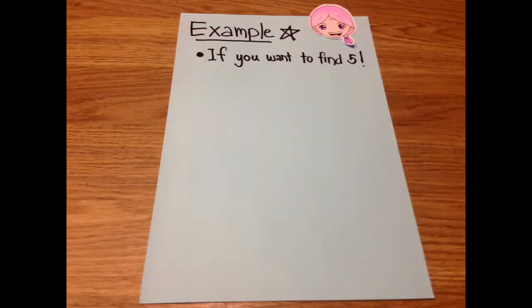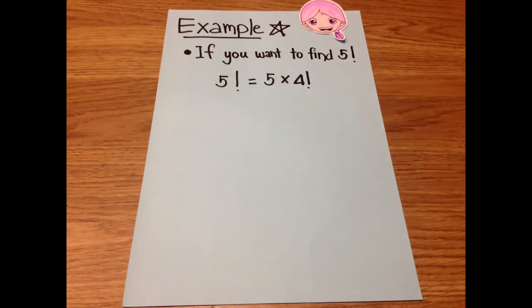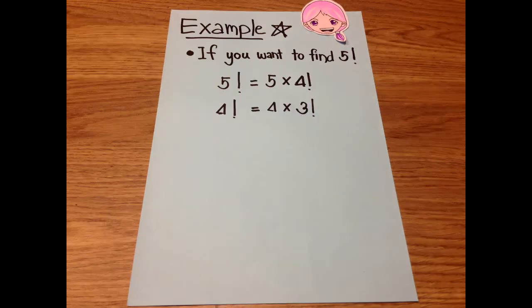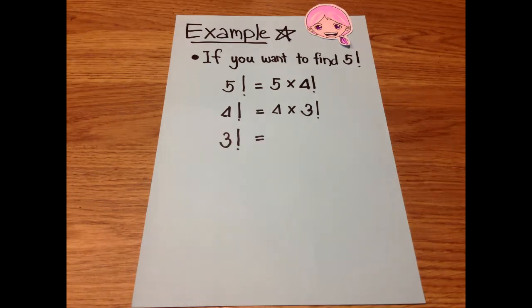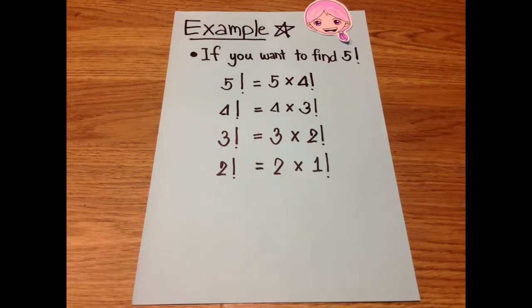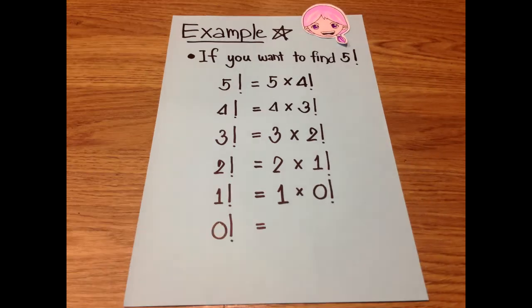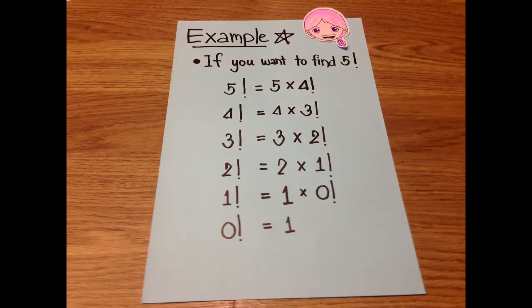For example, if we want to find 5 fact, start from 5 fact equals 5 times 4 fact. Then we don't know 4 fact, but we know 4 fact equals 4 times 3 fact. And then we know 3 fact equals 3 times 2 fact. 2 fact equals 2 times 1 fact. 1 fact equals 1 times 0 fact. Now we know 0 fact equals 1, that is the base case.